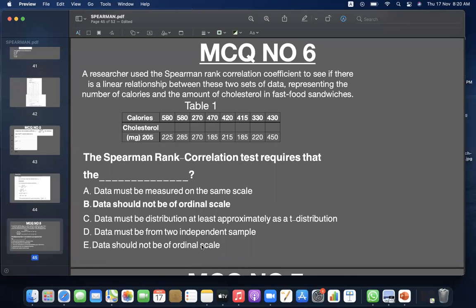MCQ number 6. A researcher used the Spearman rank correlation coefficient to see if there is a linear relationship between these two sets of data, representing the number of calories and the amount of cholesterol in fast food sandwiches. So table 1 is showing the data. The Spearman rank correlation test requires that: A, data must be measured on the same scale. B, data should not be of ordinal scale. C, data must be distributed at least approximately as a T distribution. D, data must be from two independent samples. And E, data should be of ordinal scale.